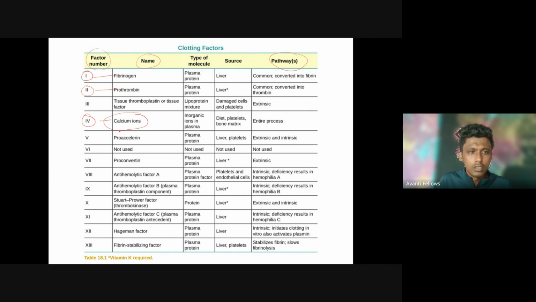Remember this, very important. Which of the following ions are required for coagulation of blood was the question. People forget where the calcium comes into play. So factor 4 is calcium ions.